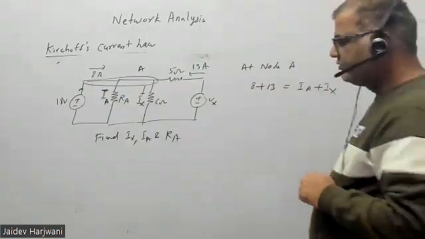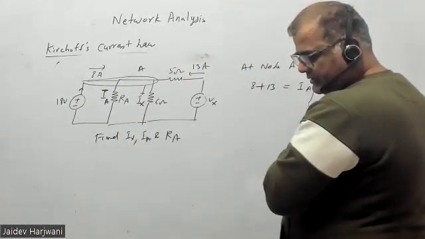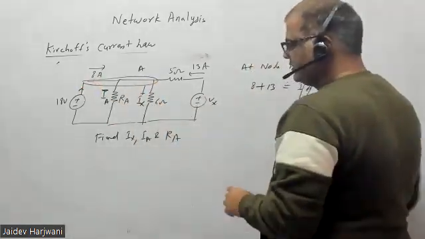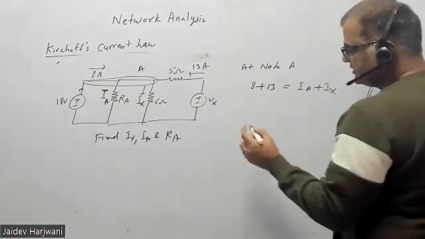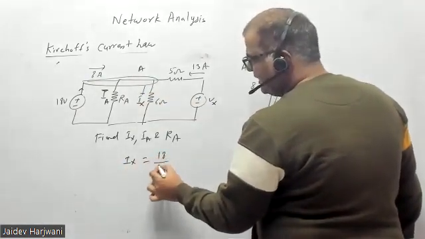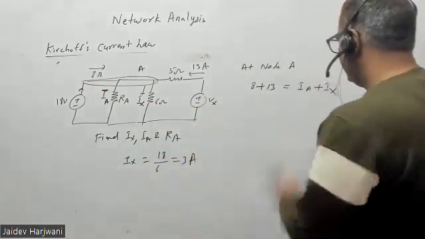Because the resistance is there, na? Yes sir. So this end-to-end connection is with 18 volt. So it will be 3 ampere. So Ix will be simple. Ix will be 18 volt divided by 6 ohm. That will be 3 ampere. Okay. So you know the Ix now.